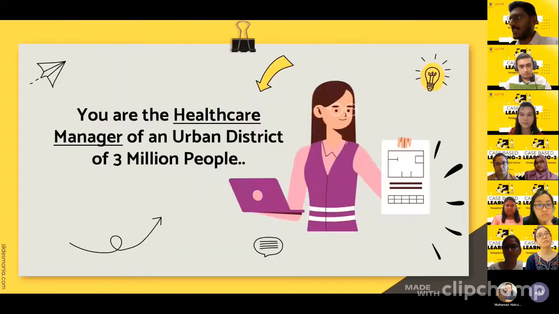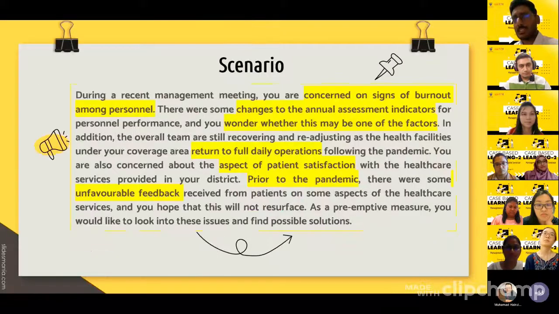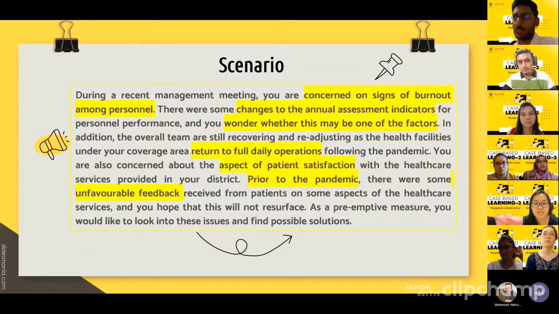So let us jump straight to the scenario that was given to us. You are the healthcare manager of an urban district of 3 million people. In this district, during a recent management meeting, you are concerned about signs of burnout among the personnel. There were some changes to the annual assessment indicators for personnel performance, and you wonder whether this may be one of the factors. In addition, the overall team are still recovering and readjusting as the health facilities under your coverage area return to full daily operations following the pandemic.